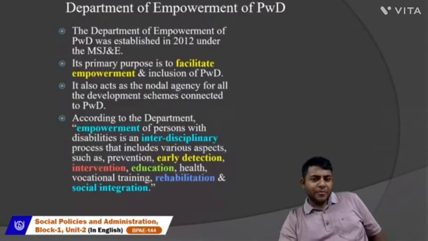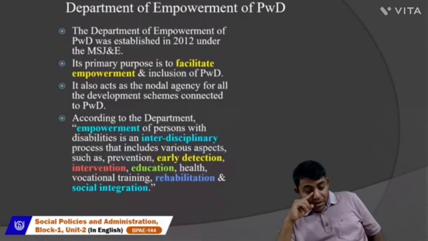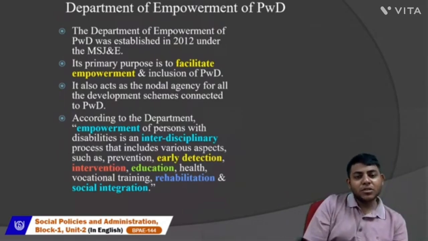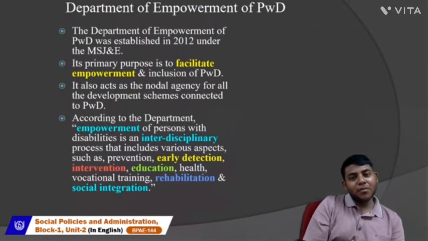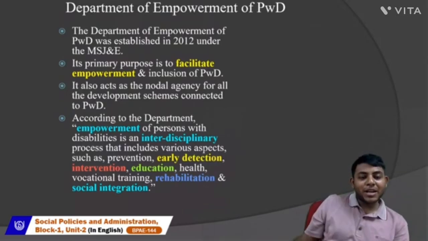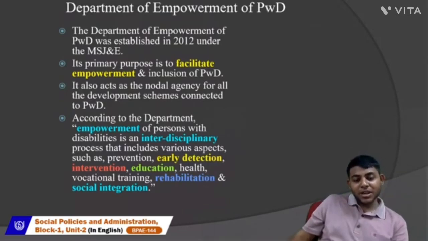Then also we have the Department of the Empowerment of PWD. So the Department of Empowerment of the Persons with Disabilities was established in 2012 under the Ministry of Social Justice and Empowerment. So the primary purpose of the Department of Empowerment of Persons with Disabilities is to facilitate the empowerment and inclusion of persons with disabilities. It also acts as the nodal agency for all the development schemes connected to persons with disabilities.